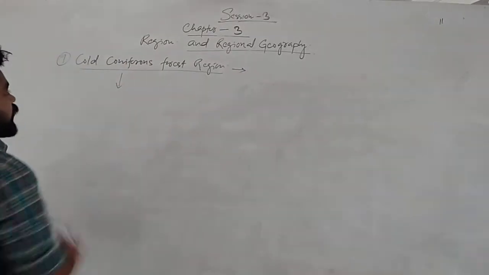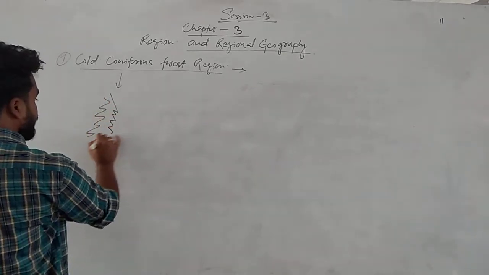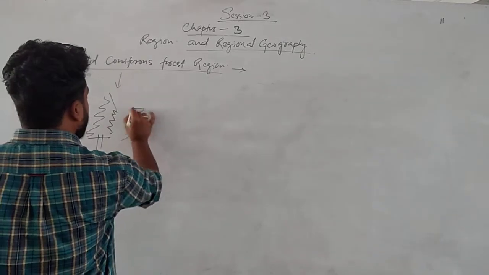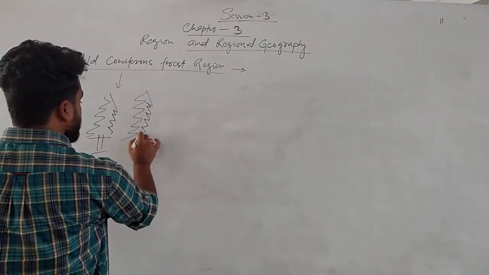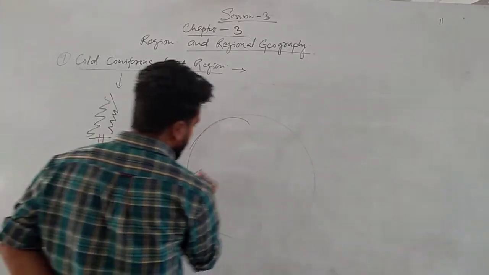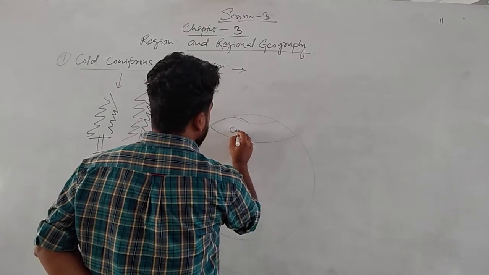So what is this coniferous region? Coniferous means where the trees are of conical shape. Generally, coniferous forest is found in polar regions. So this is the sketch of the world. Generally in this region, or in the subpolar region, coniferous forest is there.